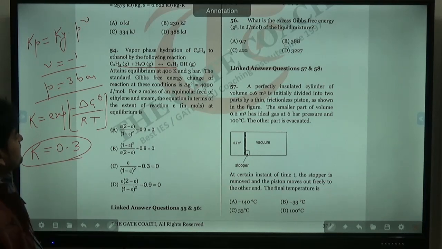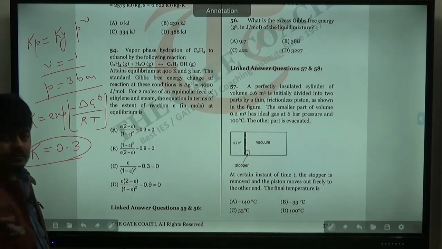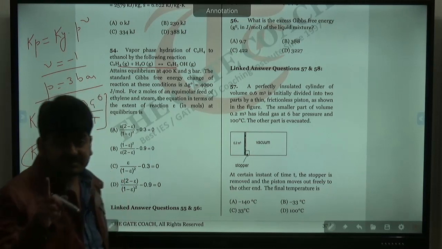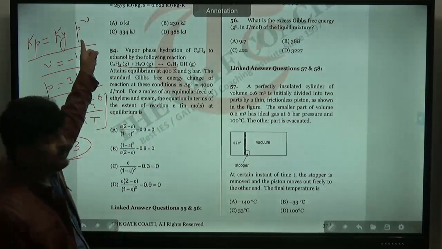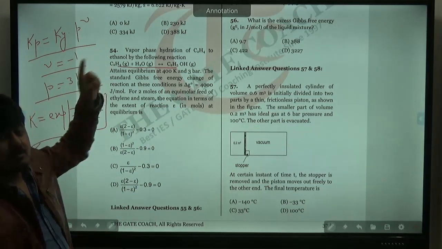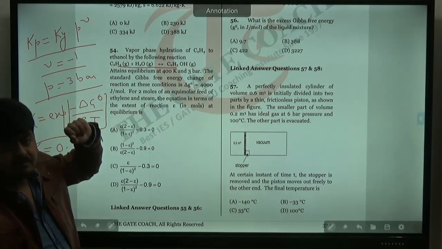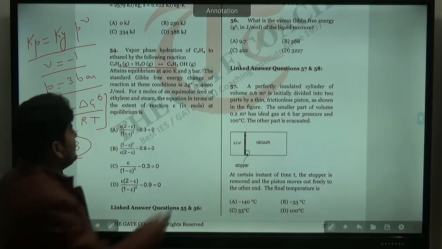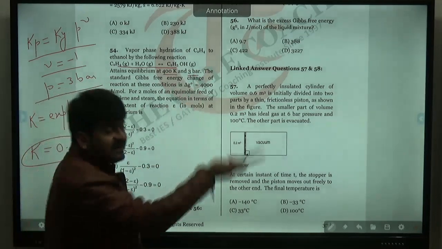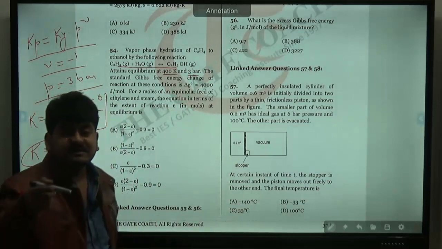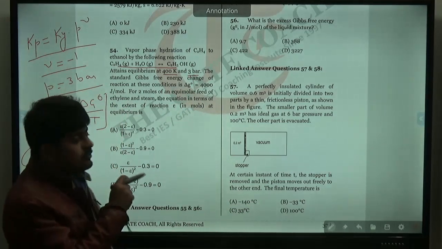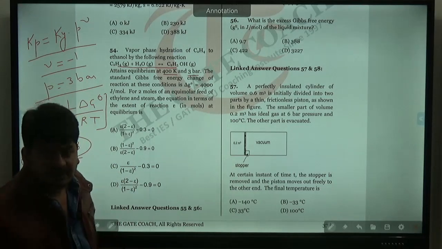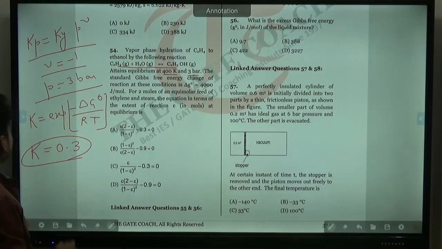So here nothing is given. One thing you have to understand: the pressure P in this equation should always be in bar, because the standard state was 1 bar. So if they say 400 Kelvin and 3 atm, you have to change P to bar, only then can you use it. Since it was in bar only, we have directly used that. So that thing should be clear to you.